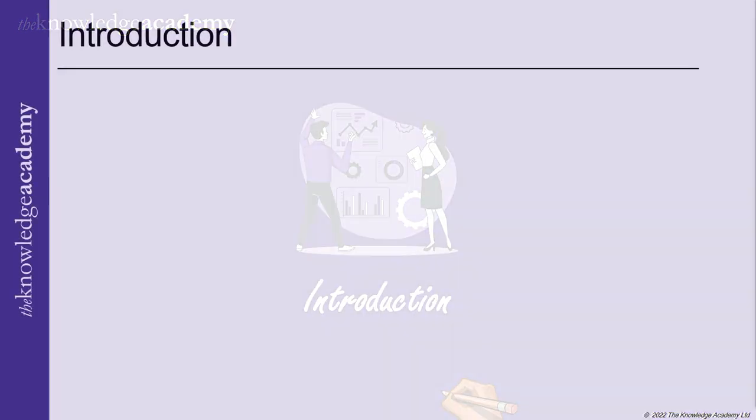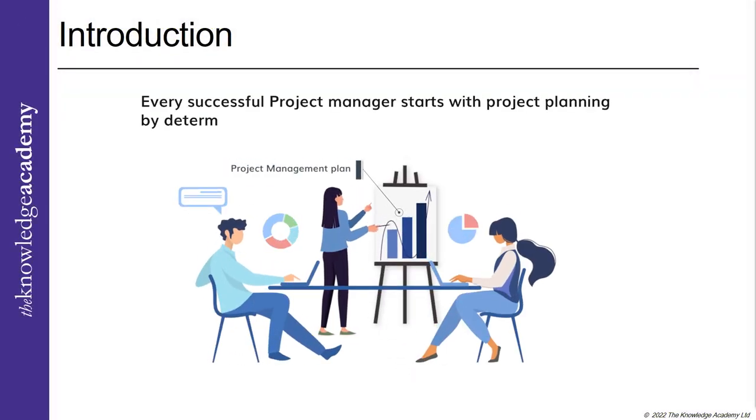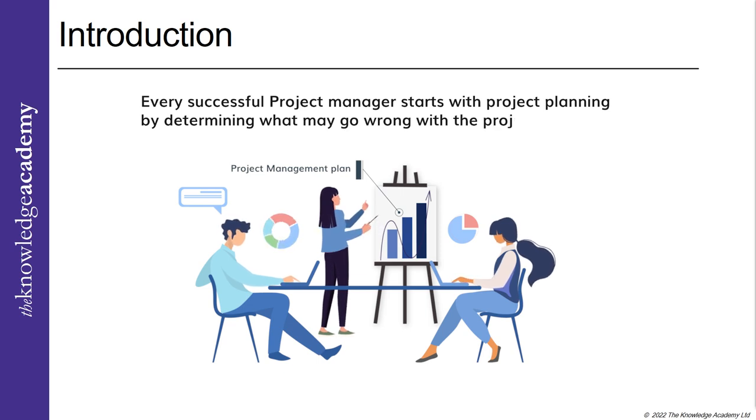Introduction. Every successful project manager starts with the project planning by determining what may go wrong with the project. Though this may sound adverse, risks are inevitable with most projects, and this type of thinking is being cautious. Your project management plan must include a detailed risk management plan. It helps the project manager and project team carry out the risk management activities without any hassle.